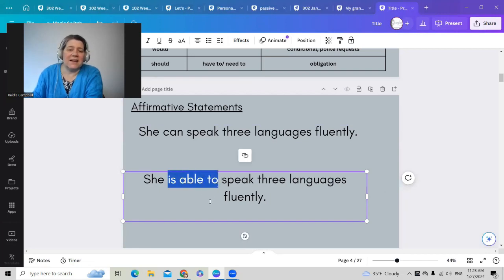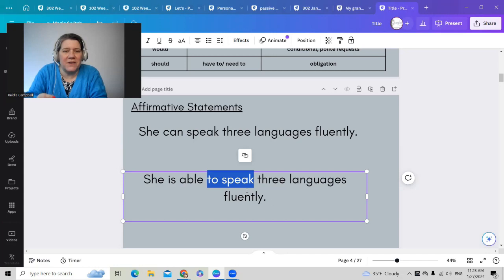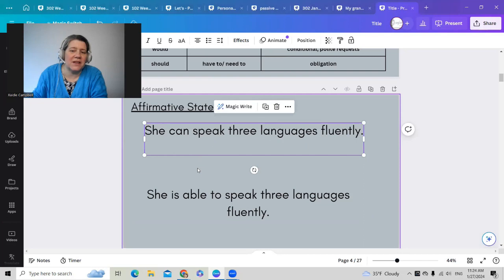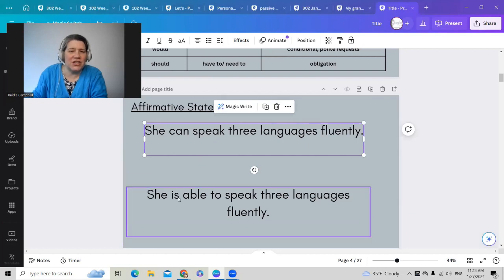This is able to takes the place of the can. But notice now we have a to speak. To speak is the infinitive form. So we know that is able is not a modal verb. Okay? But the meaning between these two, she can speak 3 languages fluently, and she is able to speak 3 languages fluently, is the same. It's just most people will say can.